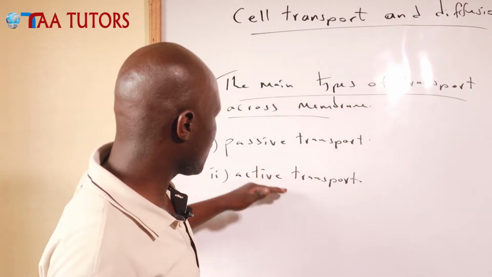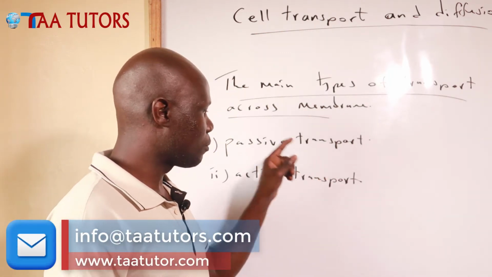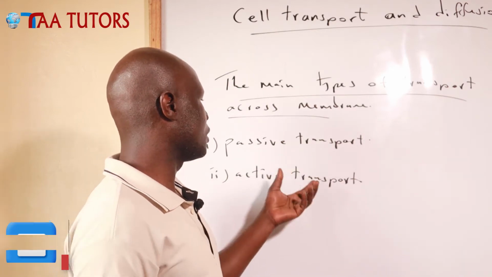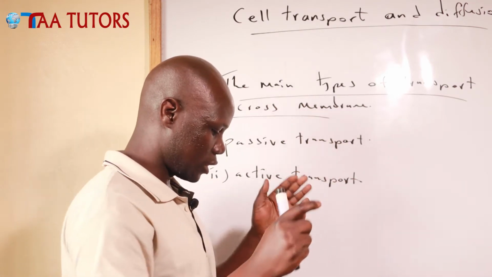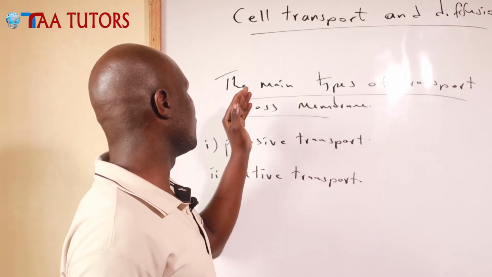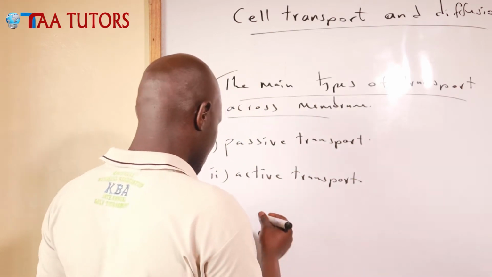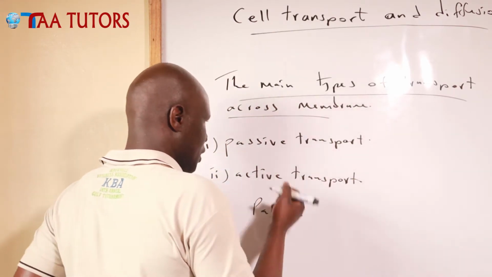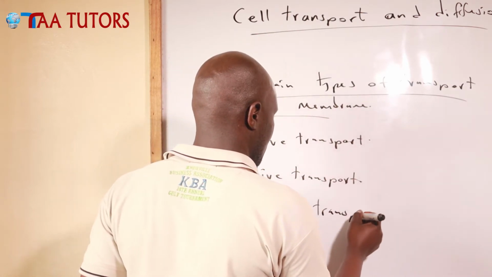Now, when we talk about active transport, this one will need energy from cellular respiration. So it is the respiration process that will be pushing the molecules across when we are talking about active transport. So those are the two different mechanisms we have under the transport of molecules across the membrane. Now I want us to look at passive transport here. What are the exact examples of passive transport that we have?